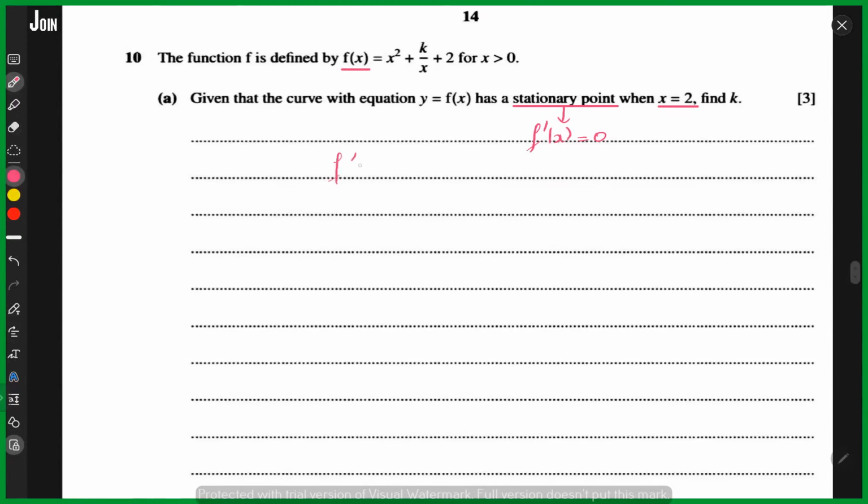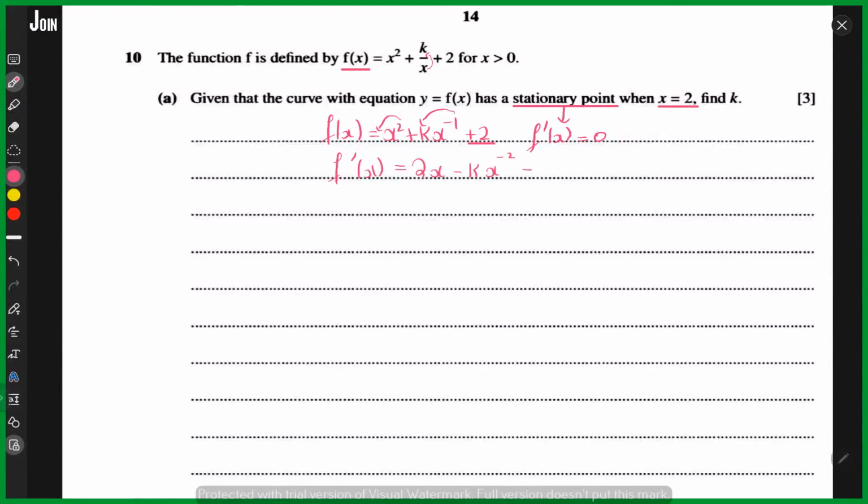What is f dash of x? For f dash of x, let's rewrite f of x properly. f of x is equal to x squared plus k into x power minus 1 plus 2. I've taken this x from denominator to numerator, and this is going to be x power minus 1. And now when I differentiate it, this 2 would come here. It would become 2x. This minus 1 would come here and it would become minus k x power minus 1 minus 1. That would make it minus 2. And the derivative of positive 2 is going to be 0.